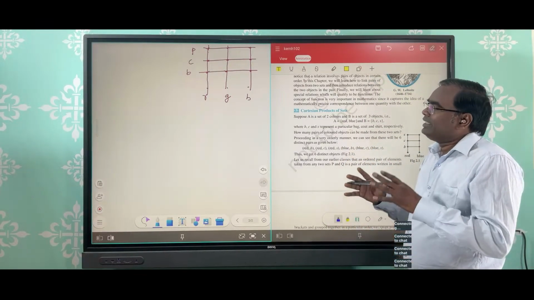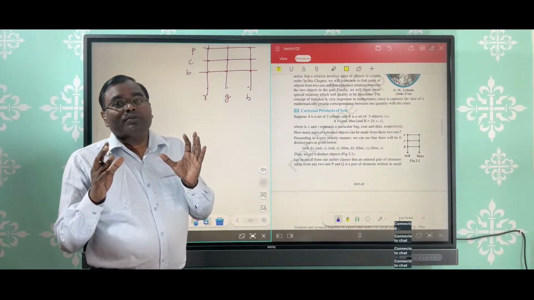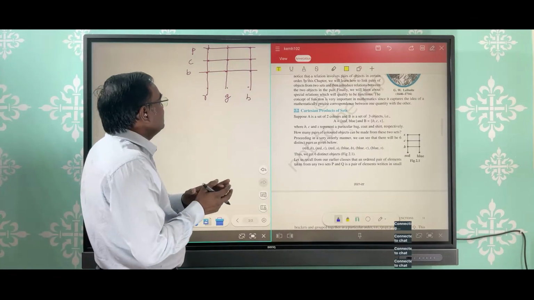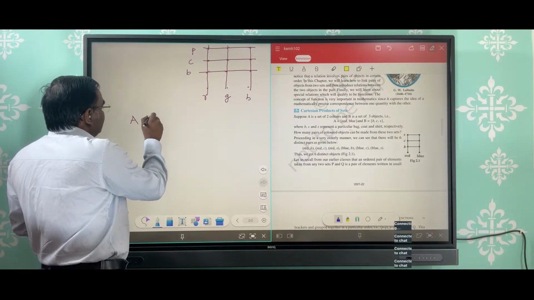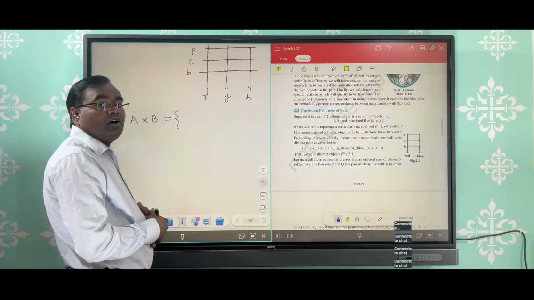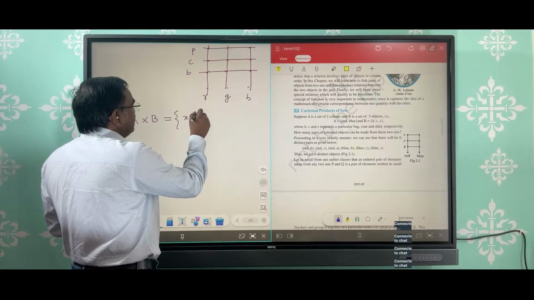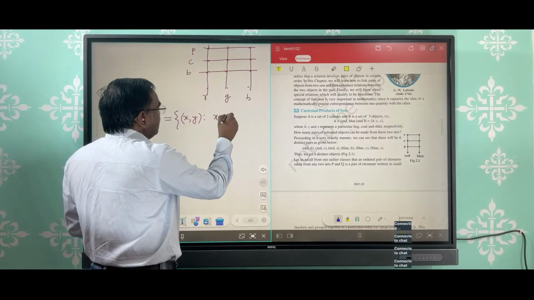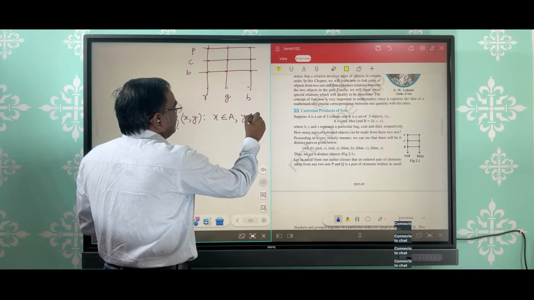So that set, what we are having finally, is known as the cross product of sets. So how is it defined? The cross product of sets is defined by A cross B, and it is the set of all elements x belonging to the set A and y belonging to set B.